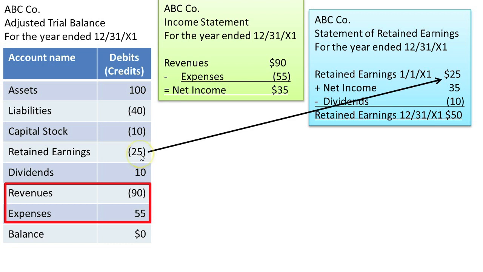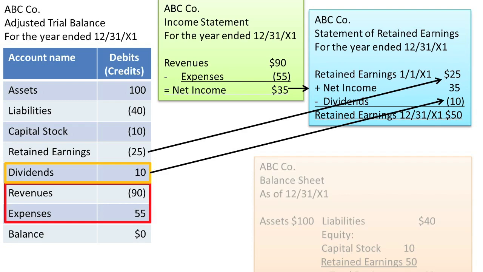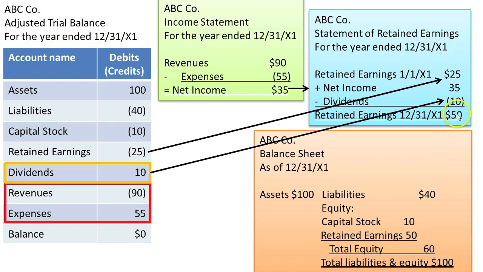The beginning retained earnings then goes on to the statement of retained earnings. Then the net income computed from the income statement goes on to the statement of retained earnings, and dividends are deducted from the statement of retained earnings. That gets us to the ending retained earnings balance. So after the closing process, this retained earnings amount needs to be a credit of $50. That credit of $50 appears on the balance sheet.